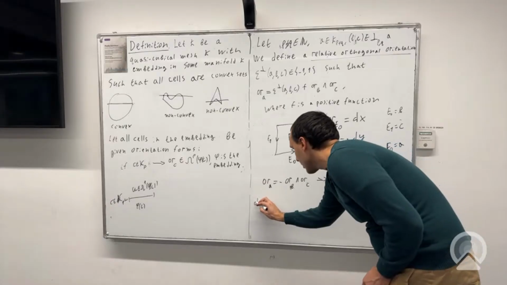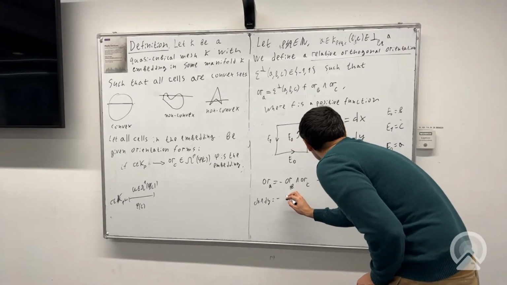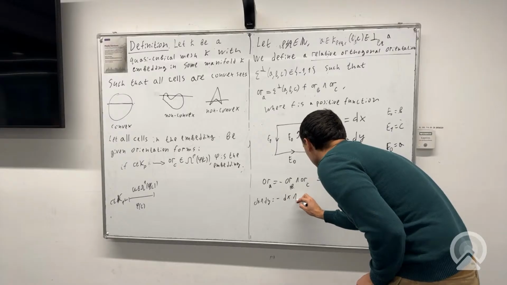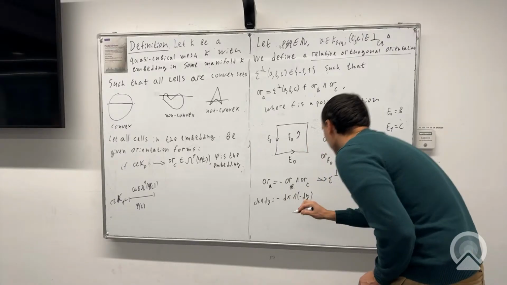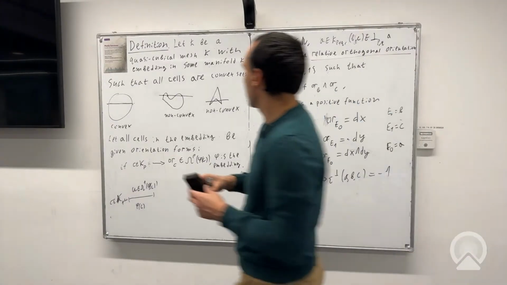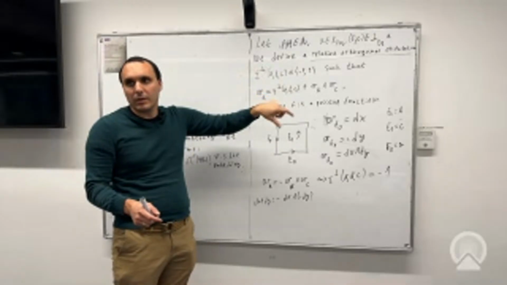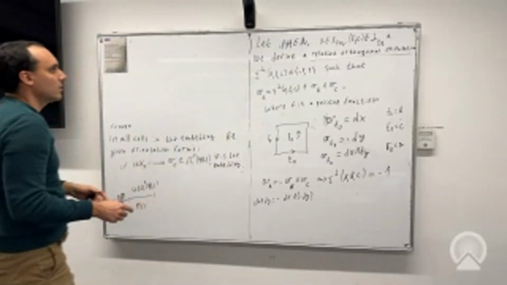So this is dx wedge dy is minus dx wedge minus dy. Written properly. Or it can be even some positive function. F should be the reciprocal 1 over F.